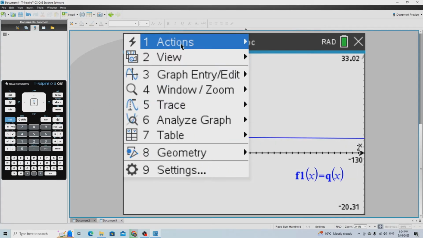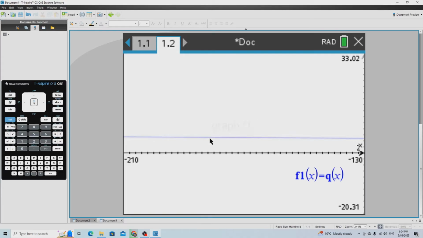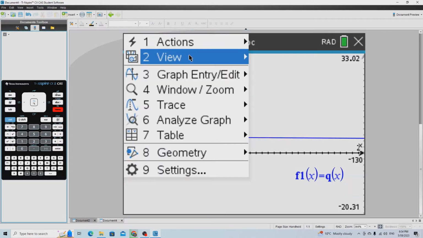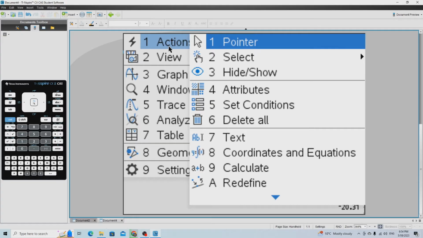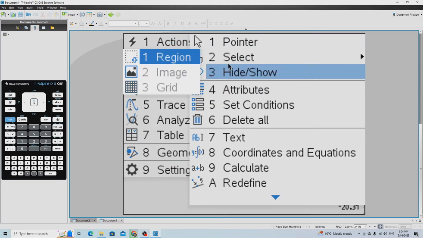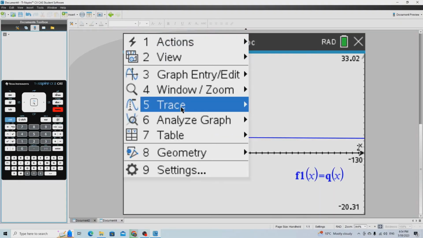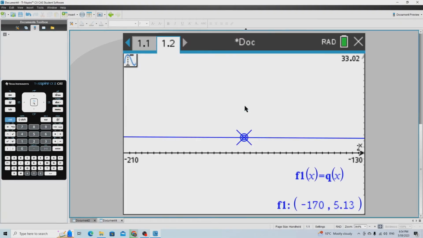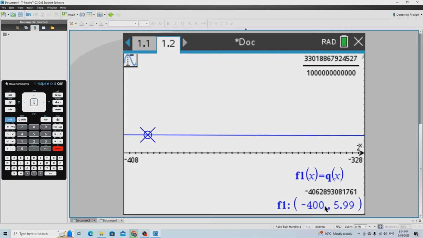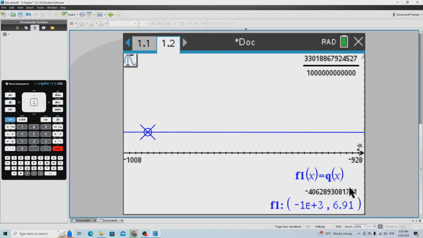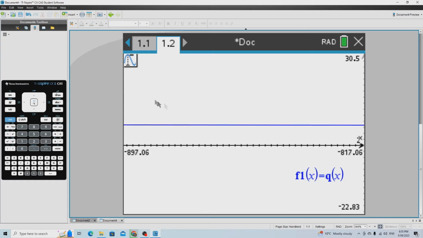If I go to maybe some pointer. Nope, not pointer. Let's try select region. No, okay. Let's say graph trace, just graph trace. So this is 5.13, and let's say negative 400, 5.99. What about negative 1,000? Okay, so it's still going up. We can see that the values are going up. I don't think they're trying to trick you in this one.